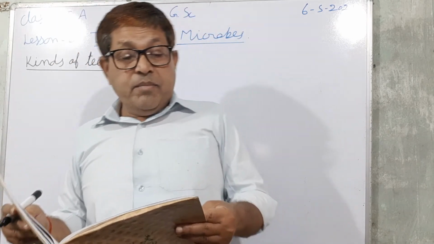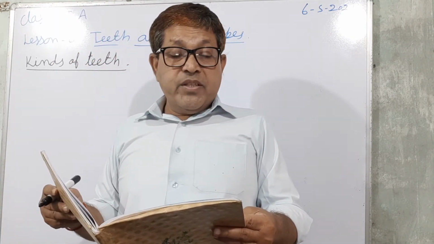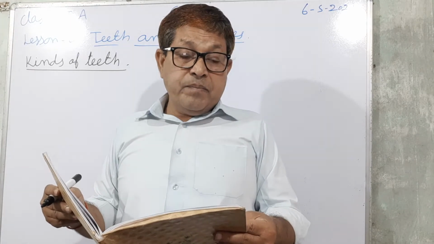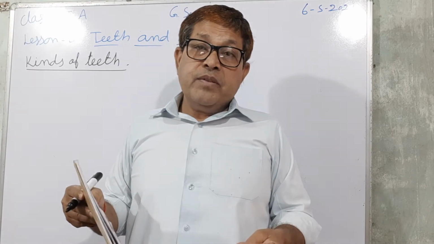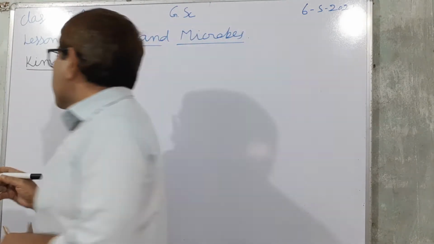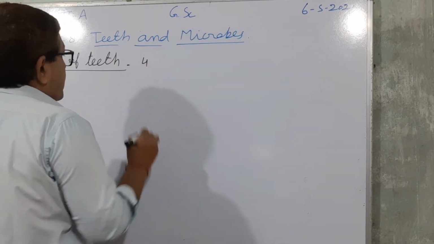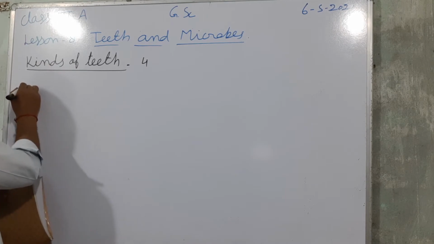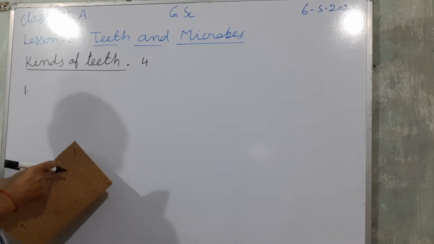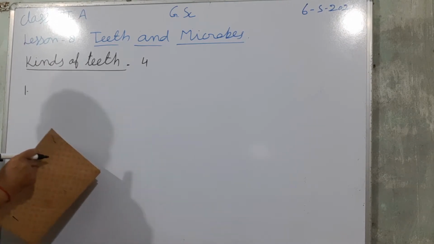All the teeth in the mouth are not of the same shape and size. They are of four kinds. So, kinds of teeth, how many types? Four kinds. Number one is incisor.